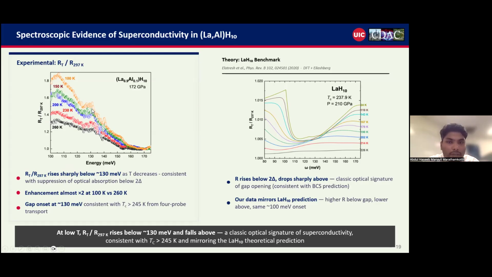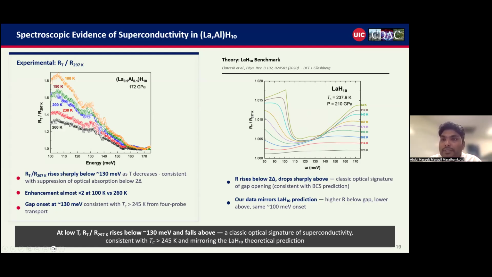So by 100 Kelvin, the enhancement in the lower energy region is roughly a factor of 2 relative to the 260 Kelvin reference. This behavior is consistent with the suppression of optical absorption below the superconducting gap. As Cooper pairs form, the optical excitations below 2 delta are blocked, and the reflectivity builds up in that energy window. See on the right, the theoretical IR reflectivity prediction for LaH10 calculated using the DFT plus LH theory for a Tc of 230 Kelvin at 210 GPa.